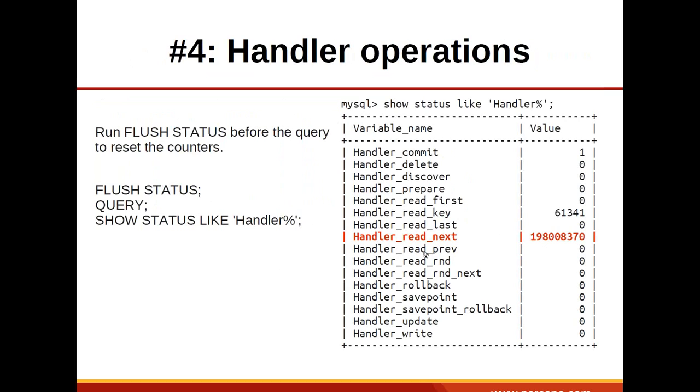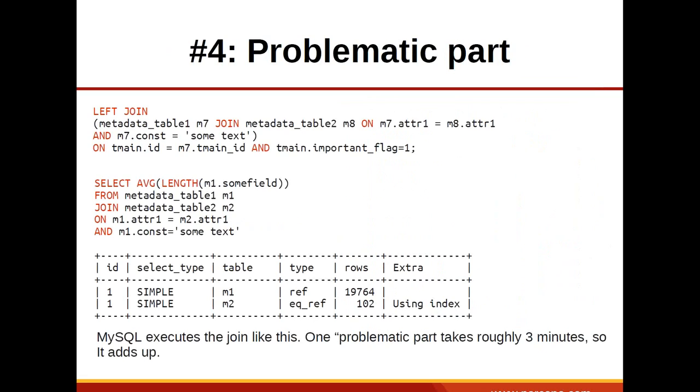So this is incremented when we are reading an index value, and practically this means that we are hitting the index at random places 60,000 times, and we are reading the next value in the index in the B+tree a lot. So if we find an index value, handler read key is incremented, and after that we are reading subsequent or previous values in the index. Okay, so let's see what the issue is here.